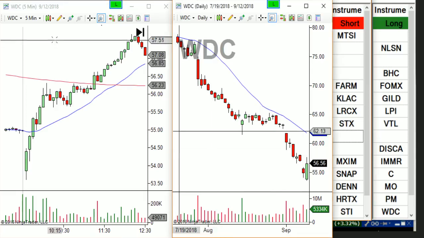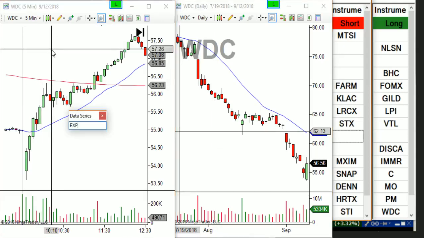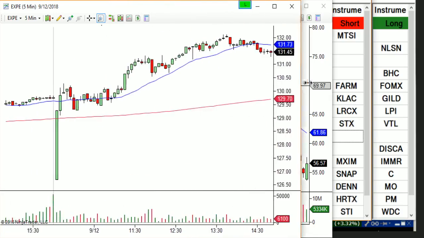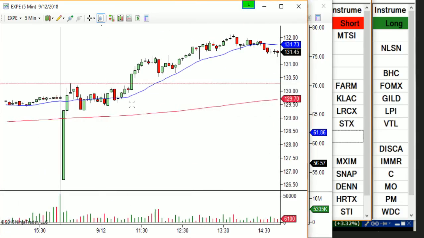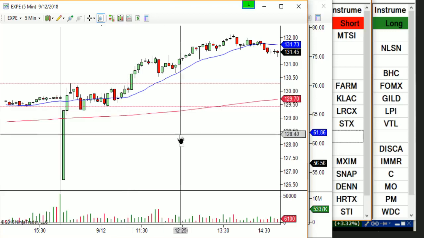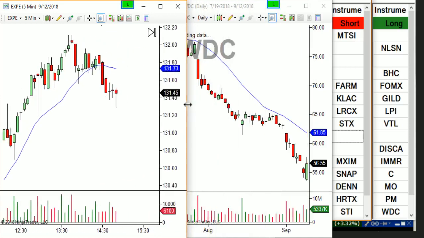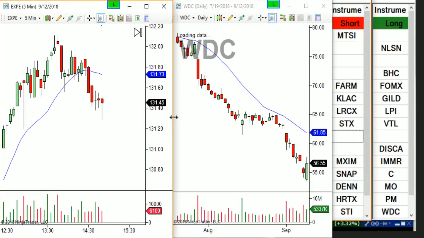So I got the WDC. In addition to that, the EXPE, which worked even better, which I didn't think was that good, was long here, stop below this base, which ended up working really nicely. And those were the 2 things on my hot list as longs.